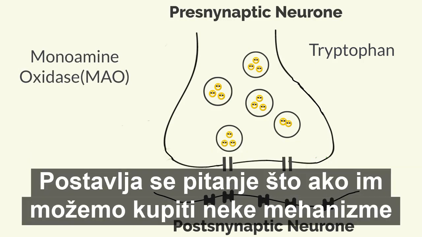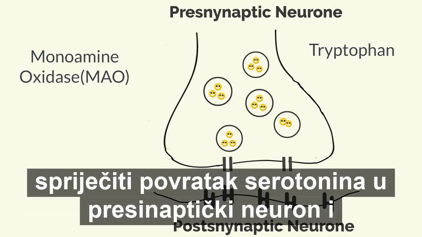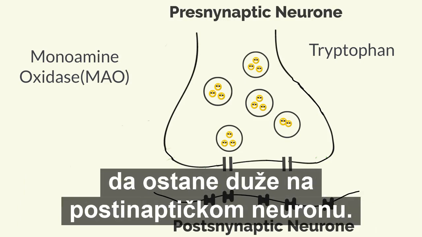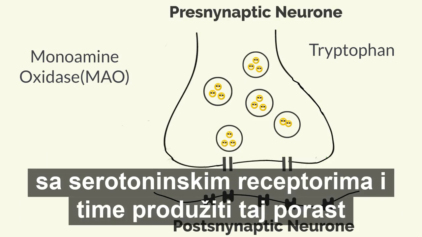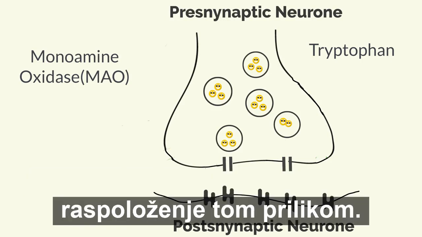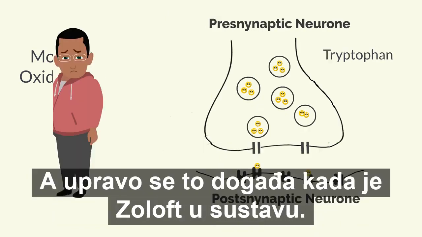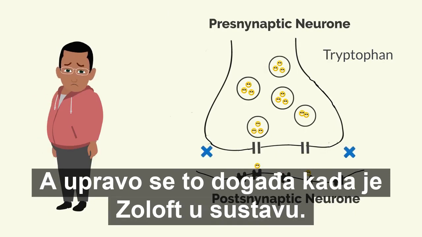The question then becomes, what if we could, by some mechanism, prevent the serotonin from going back into the presynaptic neuron and have it stay longer at the postsynaptic neuron? This will obviously result in more serotonin available to interact with the serotonin receptors, thereby prolonging that elevation of mood that occurs. And this is exactly what happens when Zoloft is in the system.